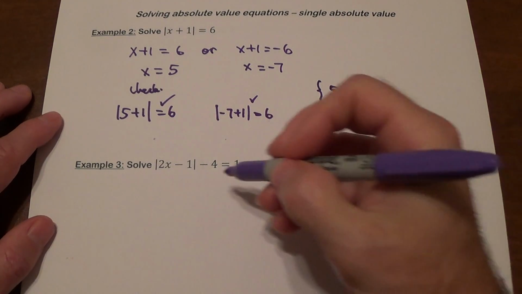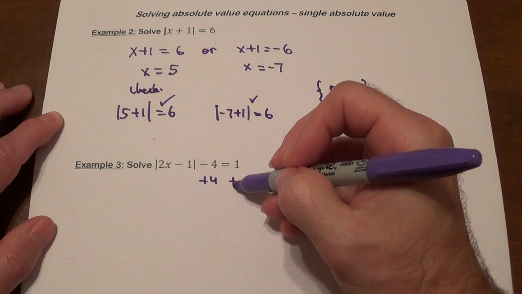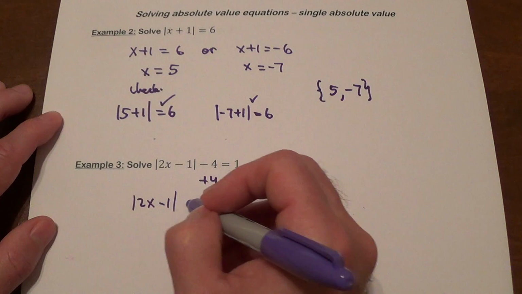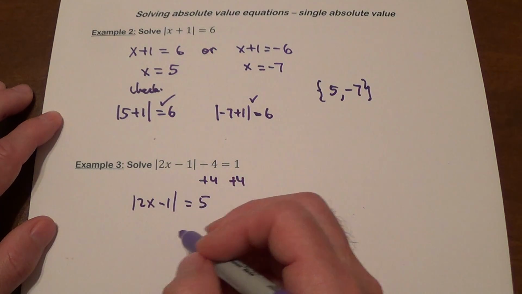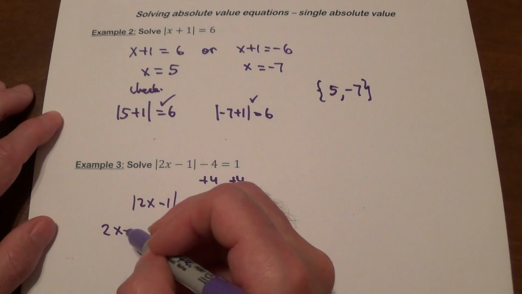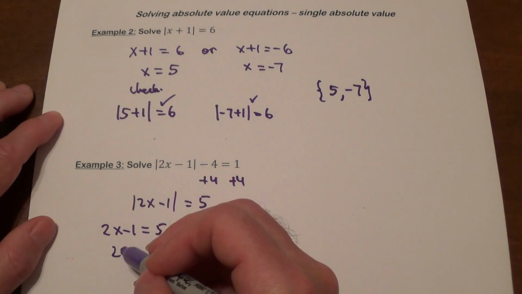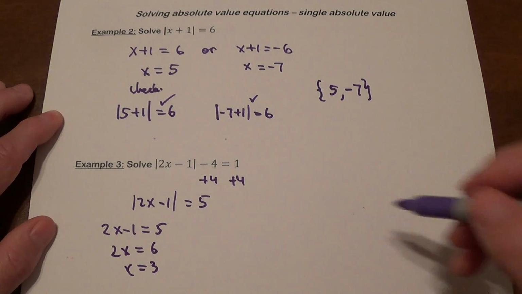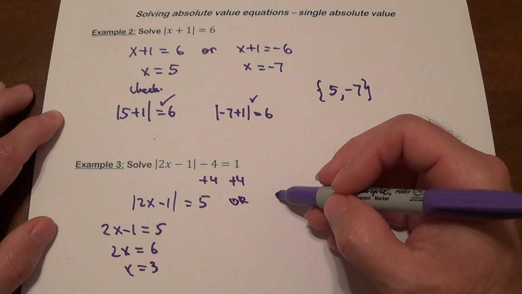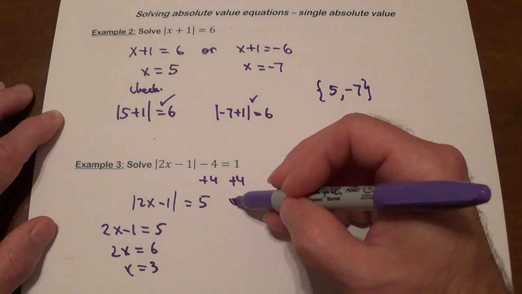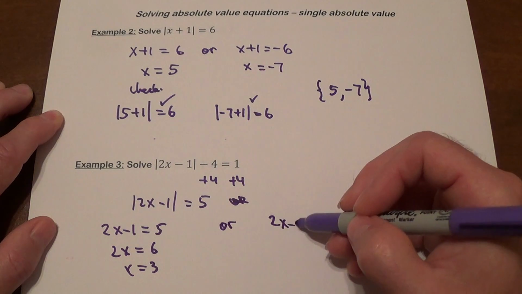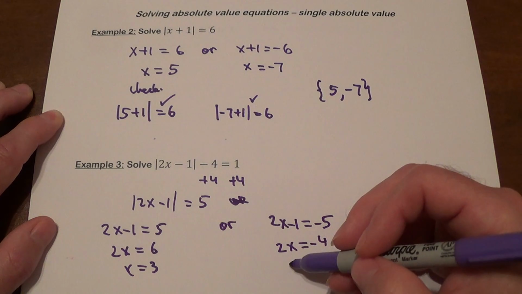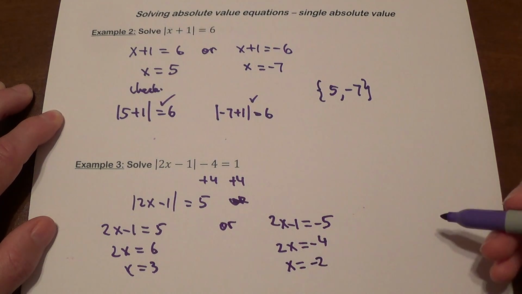Okay, in this next problem, the absolute value is not alone. So what we need to do is we need to get rid of this 4 first. And then we're going to have absolute value of 2x minus 1 equals 5. Then we'll follow the same procedure. So 2x minus 1 equals 5, which gives you 2x equals 6, x equals 3. Or we're going to have 2x minus 1 equals negative 5, which is 2x equals negative 4, and x equals negative 2.